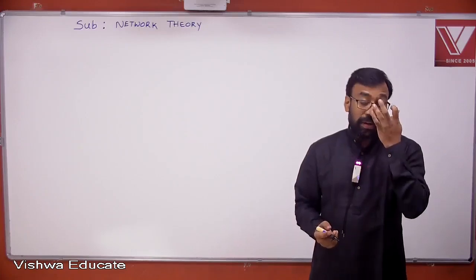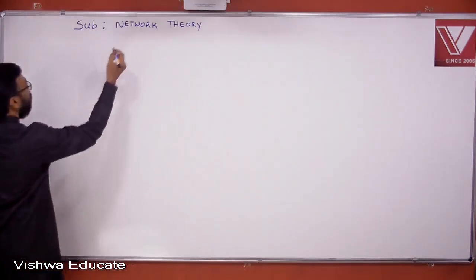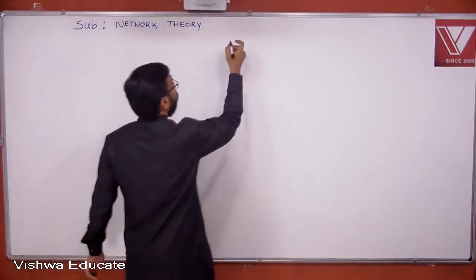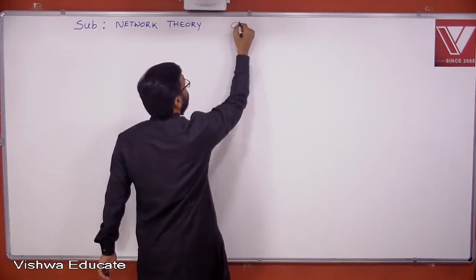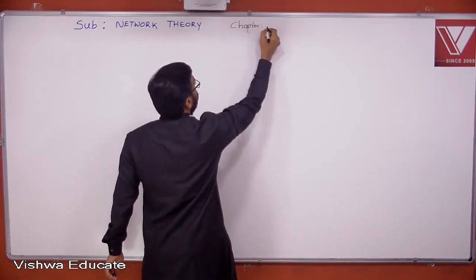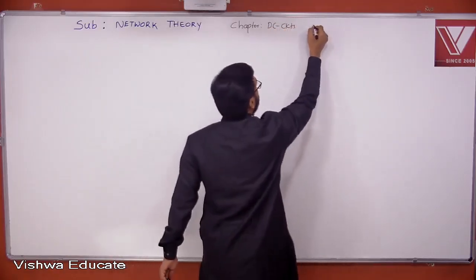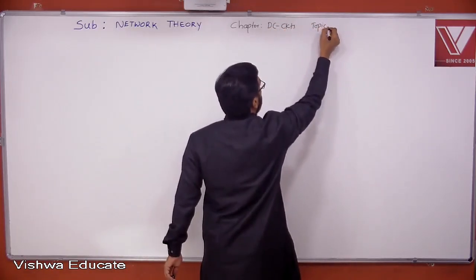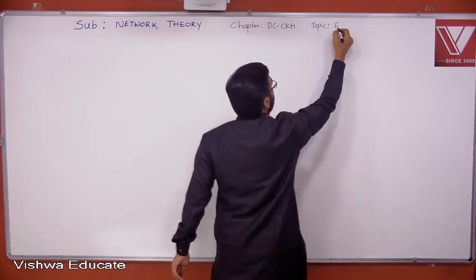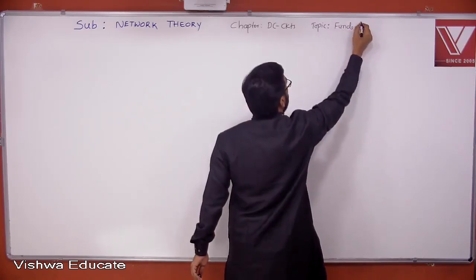Last session we have just started on the classification of elements, right? So let us see the first classification. What is the first classification? So let me write it clearly that subject is network theory. And what is the chapter? Chapter is DC circuits. And what is the topic? We are in fundamentals of DC circuits.